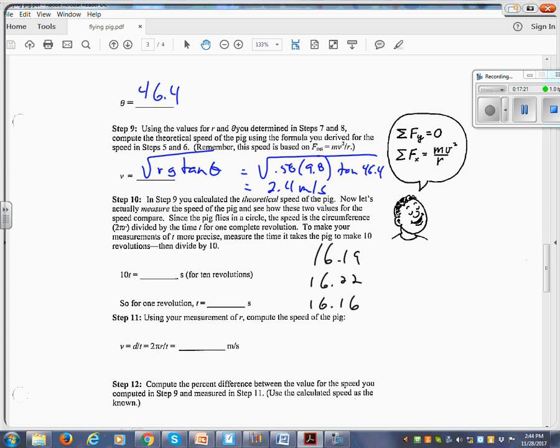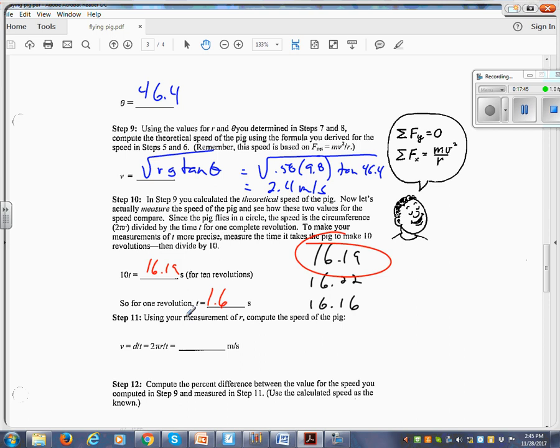Okay, can we just say that that's the average? That's pretty close. In fact, that's exactly the average. So 10t is going to be 16.19. So one revolution is going to be 1.6 seconds, right? Correct? Yes. Okay.